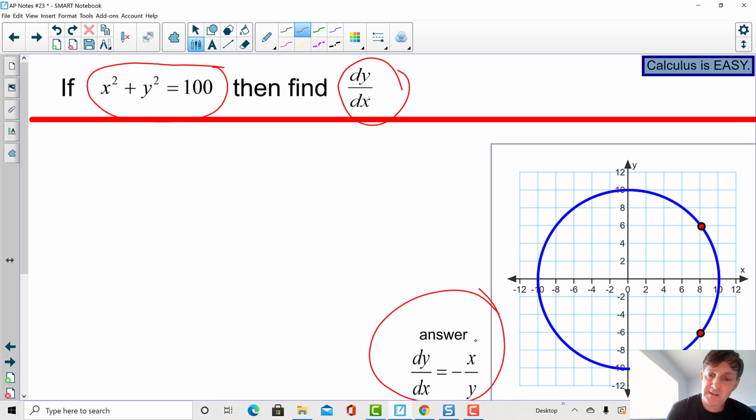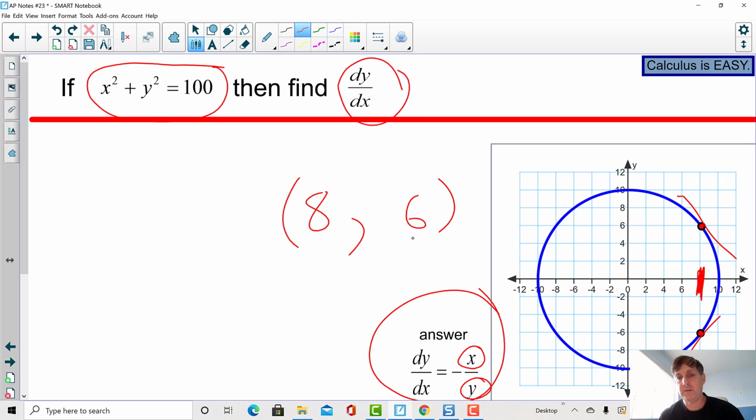What I want you to notice is that the answer is a function of x and y. So you don't just plug in the x to get your slope, because you can see when x is 8, you have one slope that's negative and you have another slope that's positive. So you wouldn't just plug in x equals 8. You also have to plug in either y is 6 or y is negative 6. And that'll tell you the slope at that spot.